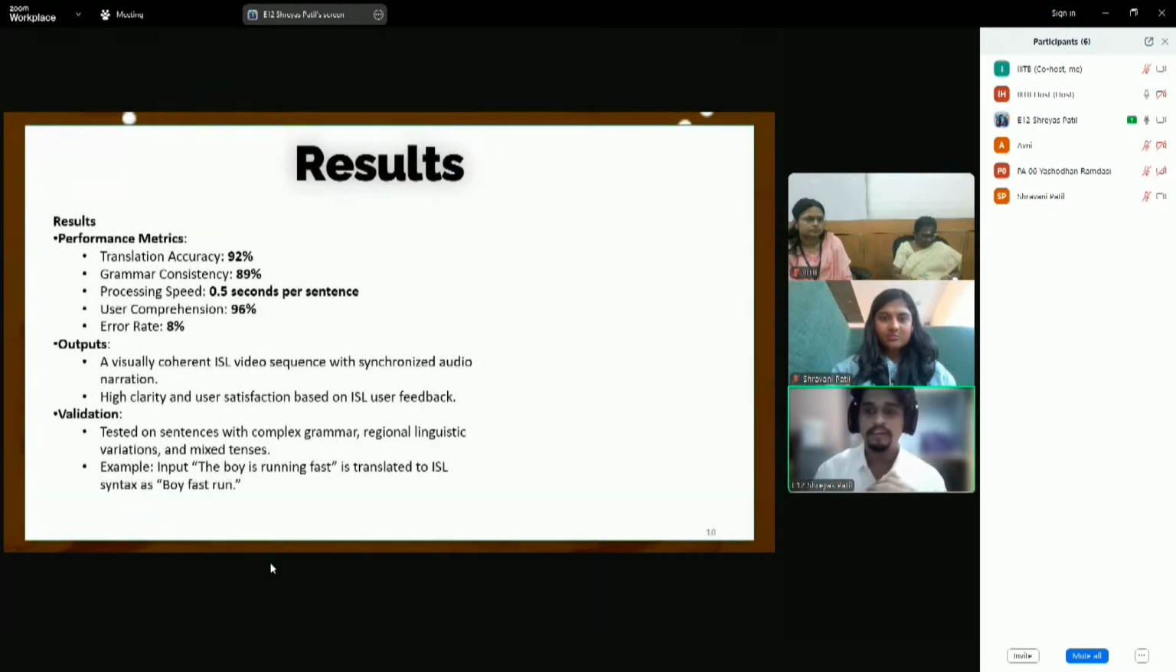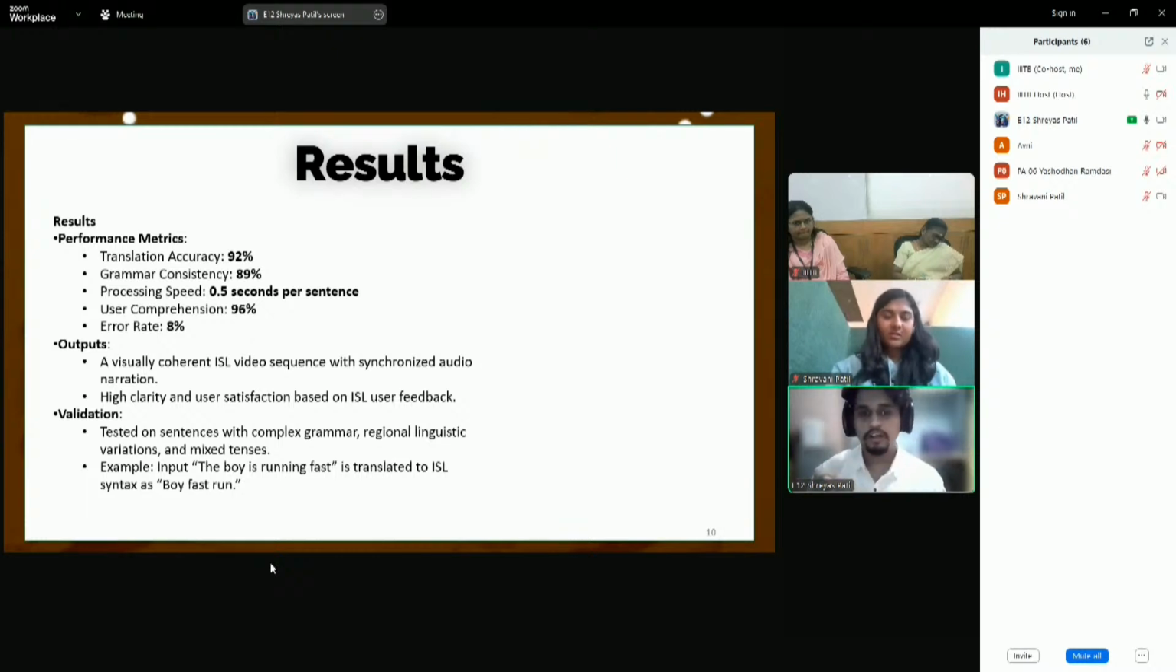Moving on, these are our results. The translation accuracy is 92%, the grammar consistency is 89%, and processing speed is 0.5 seconds per sentence, which is a lot of improvement from the previous approaches. And then user comprehension, from our testing, we got 96%, and error rate is 8%, sometimes because of the WordNet lemmatizer, and sometimes because of the ISL structure not being parsed successfully.